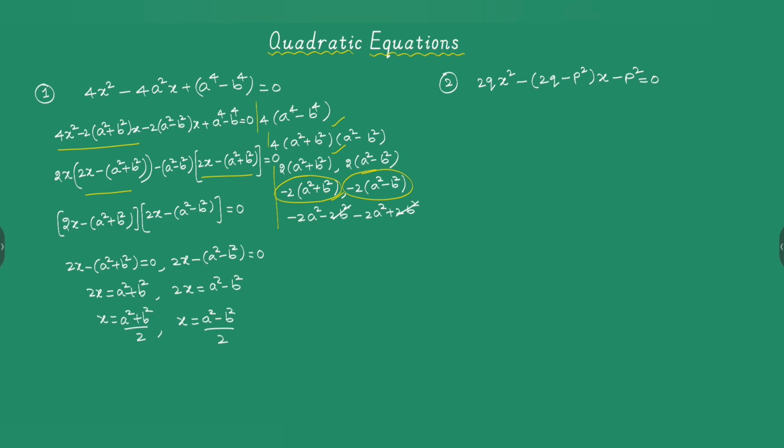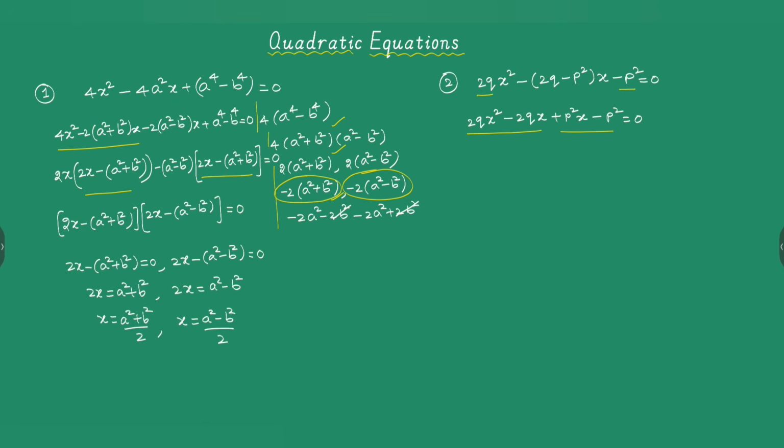Now the second problem is not complicated, because here we have 2q and here p square, and in the middle term we also have the same 2q and p square. So we just expand it. Then we get 2qx square minus 2qx, minus into minus plus p square x minus p square is equal to 0. Okay, now in the first two terms, what do we have common, and in the next two terms, what do we have common? Directly we can take it.